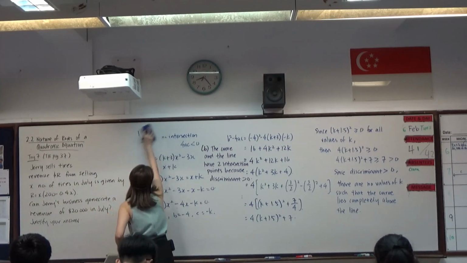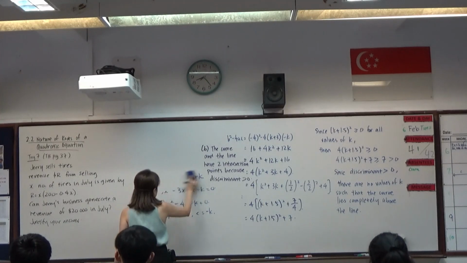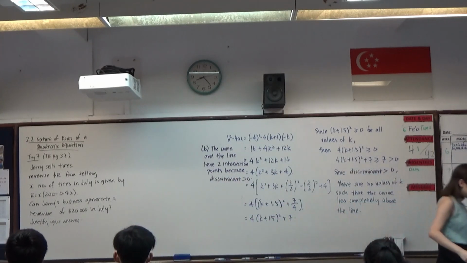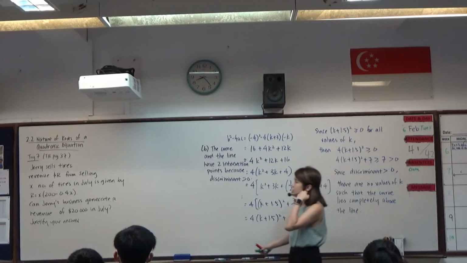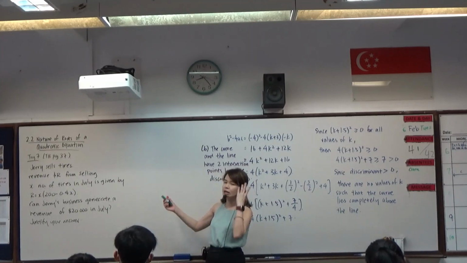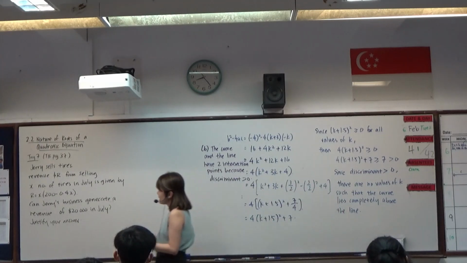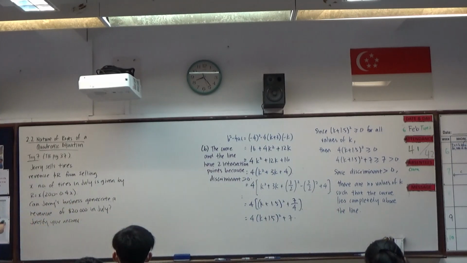Okay, we look at the problem sum now. We must understand the question first. It says that Jerry sells tires. I kind of truncated the question a little bit. The revenue $R from selling x number of tires is given by this. This is an important equation. The main question asks, can Jerry's business generate a revenue of $20,000 in July? So we want to see if this is possible.